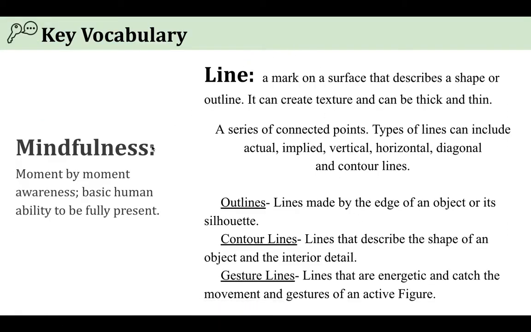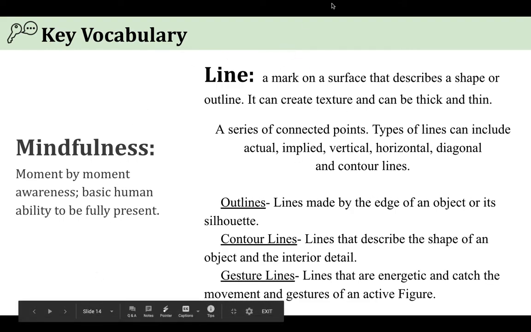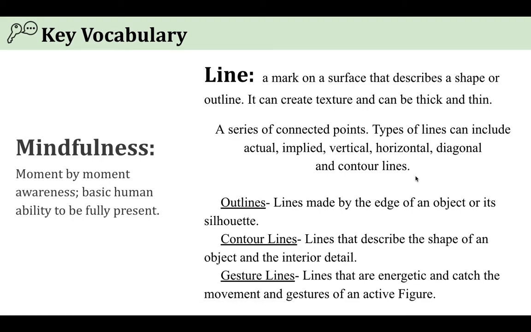So let's talk about the vocabulary this week. We're talking about mindfulness, and we're also talking about line. So we're thinking about the lines that we're making. A line is a mark on a surface that describes a shape or an outline. It can create texture. It can be thick or thin. It's a series of connected points. So actual, implied, vertical, horizontal, diagonal, contour. These are just some examples of lines so that you can get an idea. An implied line is a line where you're doing artwork and it's making it look more realistic in 3D. We're going to work on that this semester, but I want to introduce you to line here because we're going to be talking a lot about line when we're making our lines with our paint and our markers and colored pencils and whatever else it is you're going to try to use.